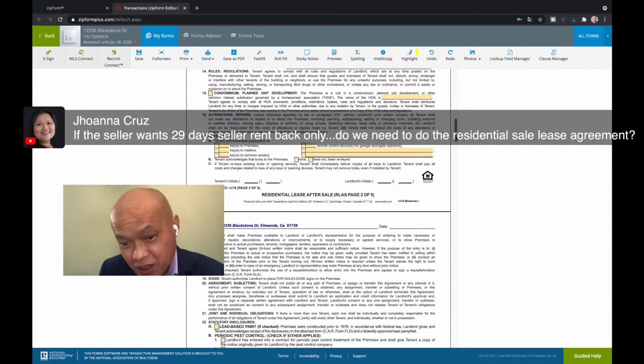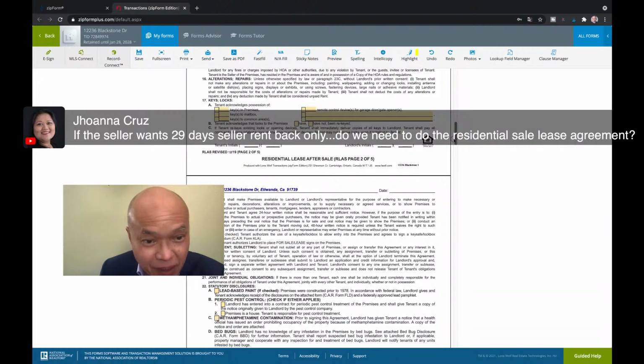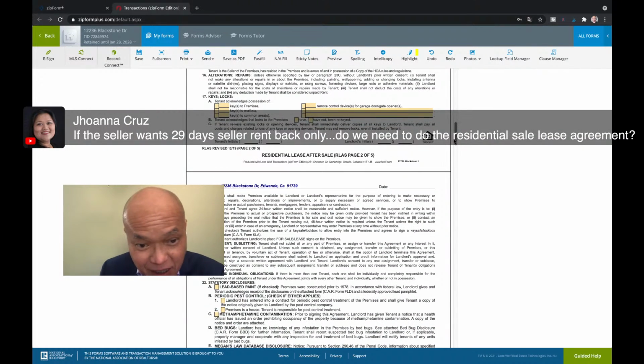Alteration, repairs, that's pretty standard. That's basically telling the seller, don't make any alteration or repairs without the buyer's consent. Number 17 is actually standard.